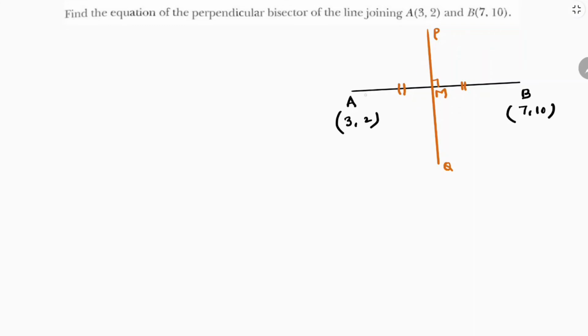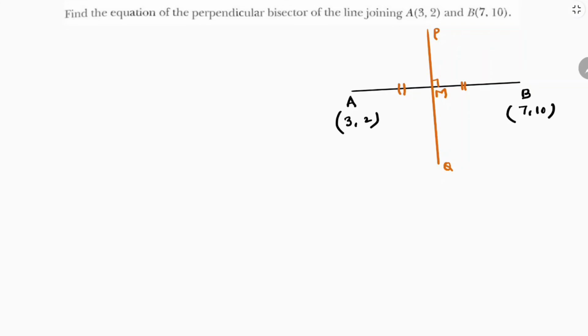So what I'll do is, first I'll find the slope of AB, then I'll find the perpendicular slope of AB, I'll get the slope of PQ, and then I'll find the midpoint. I'll use the point and slope to find the equation.